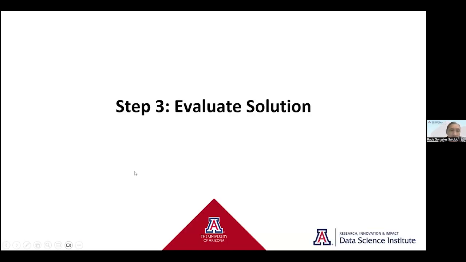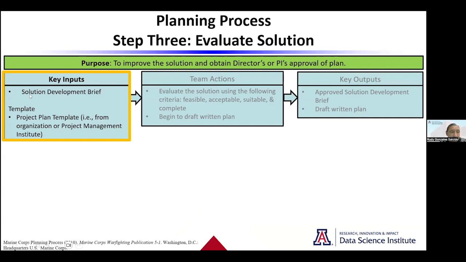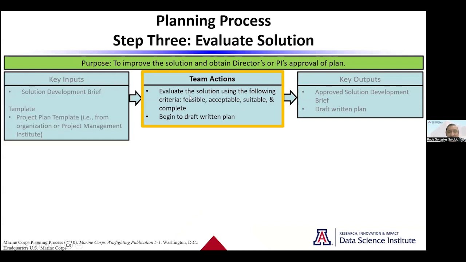Okay. So we'll get into step three, which is evaluate the solution. You saw from the last brief, the whole purpose of this is to improve the solution and obtain director or PI approval for the plan. So that key input is going to be that solution development brief. You have some templates here in the form of a Word document, which is a project plan template. Some of the key actions are evaluating that solution utilizing these criteria. Is it feasible? Is it acceptable, suitable, and complete? And then you can start drafting that written plan.